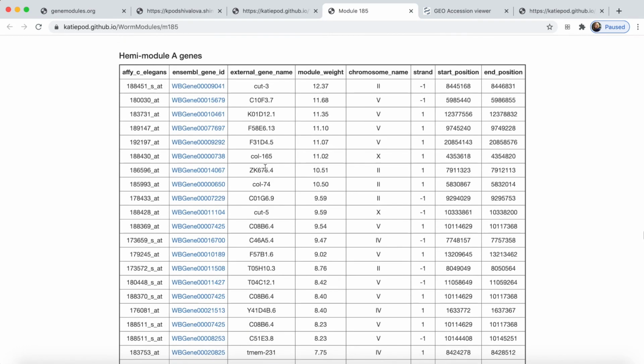And finally, all the genes that are part of this module are listed at the bottom of the page with their links to WormBase. You can use this information to do your own analyses of the module, for example, by cross-referencing the module genes to gene sets of special interest.